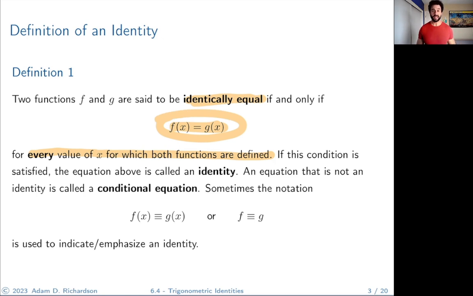An equation that's not an identity is called a conditional equation, and you've seen these for a very long time. I have some examples on the next slide. Sometimes when we want to emphasize that we're working with an identity, we will use this symbol, this little triple equal sign, you could say. And sometimes because it doesn't even matter what the input x is, we'll just omit x entirely and just say that f is equivalent to g or f is identical to g.